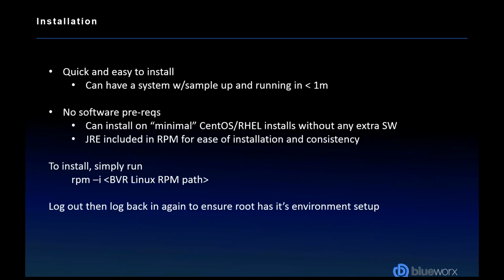Now, there's no software prerequisites when you install the RPM. I've installed it before on minimal CentOS installs, which come with as little software as possible, and the JRE is included in the RPM. So when you install it, it ensures that it's nice and easy to install, but it's also consistent. You're always going to get the same JVM. So it just makes it more reliable. And the installation is a pretty simple RPM command, rpm -i, and then the path to the RPM.